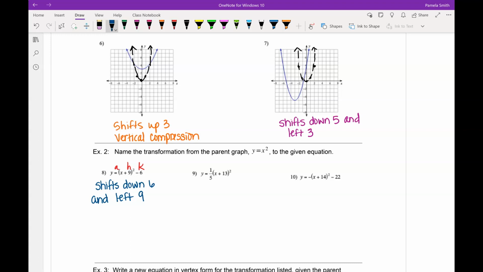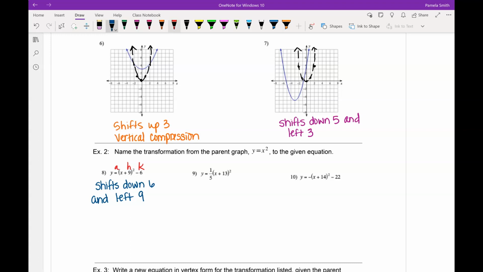Because when I square a positive number and I square a negative number, I still get a positive. So if I square positive 5, I get 25. If I square negative 5, I get positive 25. So the squared is what gives us that symmetrical shape, because when I square a number, whether it's positive or negative, it always comes out to be a positive. So that's really where the squared gives us the shape.